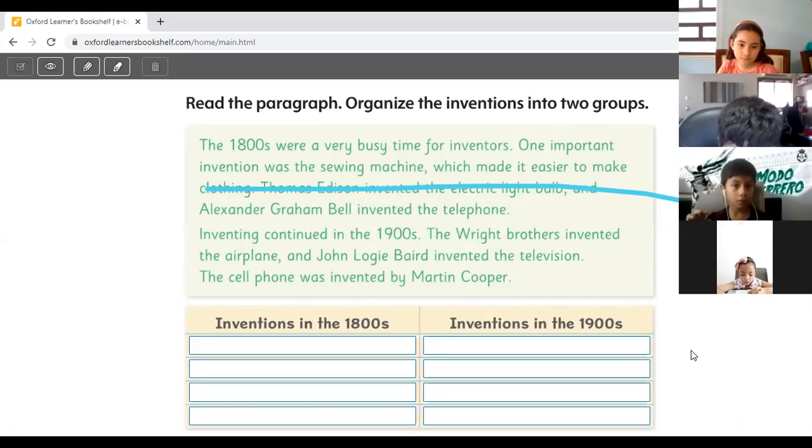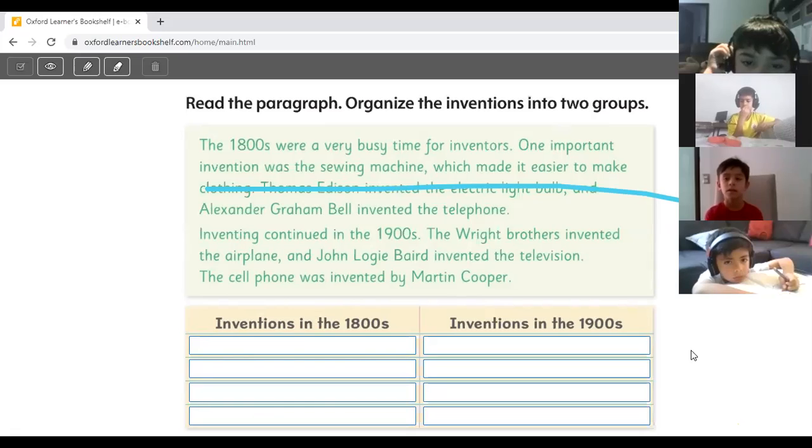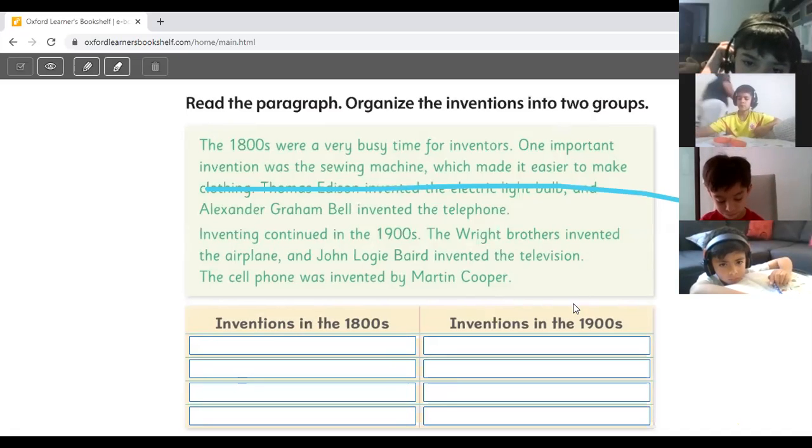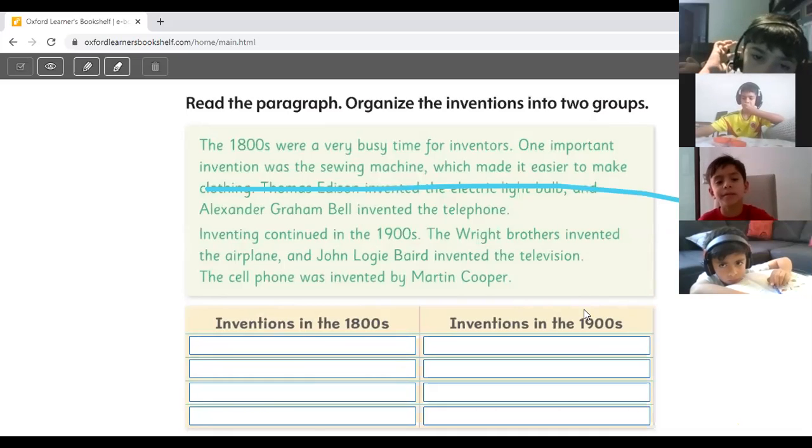One invention in the 1800s. Who knows? Tell me. Okay, Alex. Wheel and axle. Let me check. No, Alejandro, according to the paragraph. Look at the paragraph. According to the paragraph, tell me one invention in the 1800s. Who can tell me one invention?